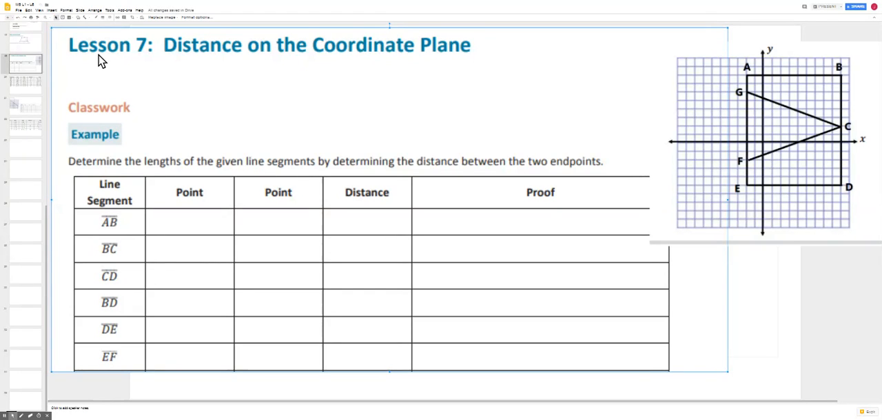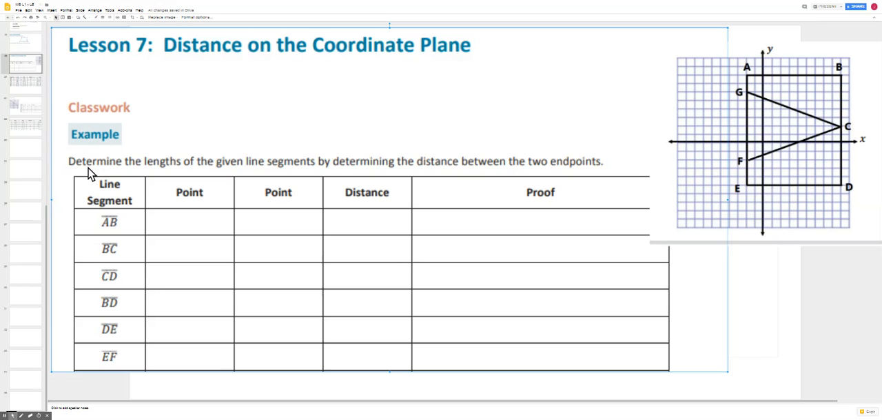All right, hello students. Today we're moving on with lesson 7, distance on a coordinate plane. So we have this picture here. This picture will probably be at the bottom of your page, and as you can see, I've kind of cut off the table. I'm going to go through a few of them with you and have you try a few on your own. And then we're going to do that a couple times. And then, of course, you'll have a short little assignment based on what we talked about.